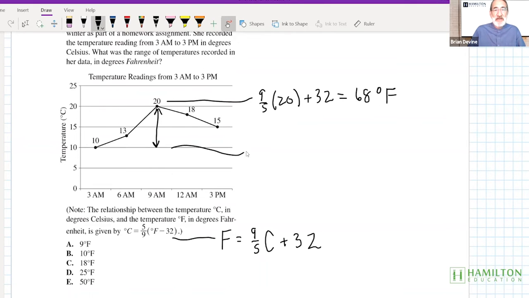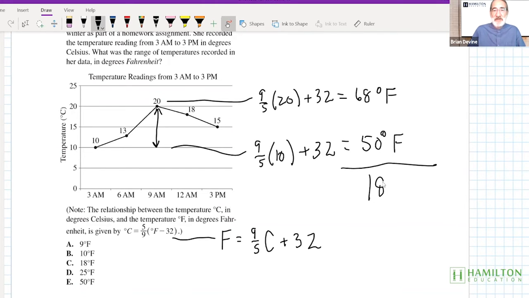And 10 degrees would be 9/5 of 10 plus 32, which is going to be 32 plus 18, 50 degrees. So I can see right away the range would be 18 degrees Fahrenheit, 68 minus 50. And the answer is C.